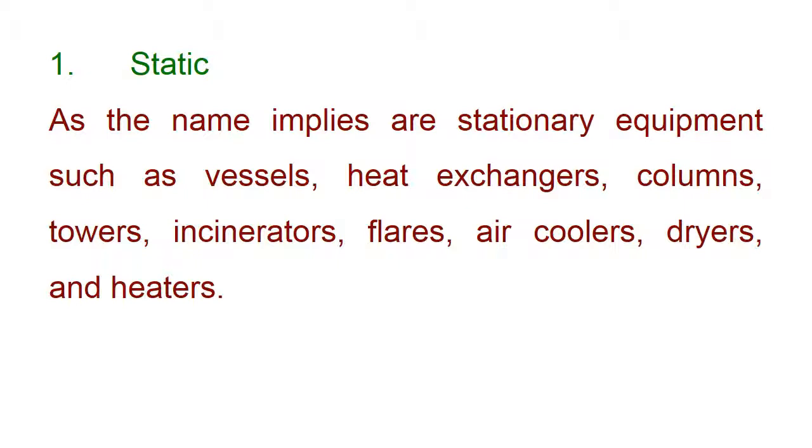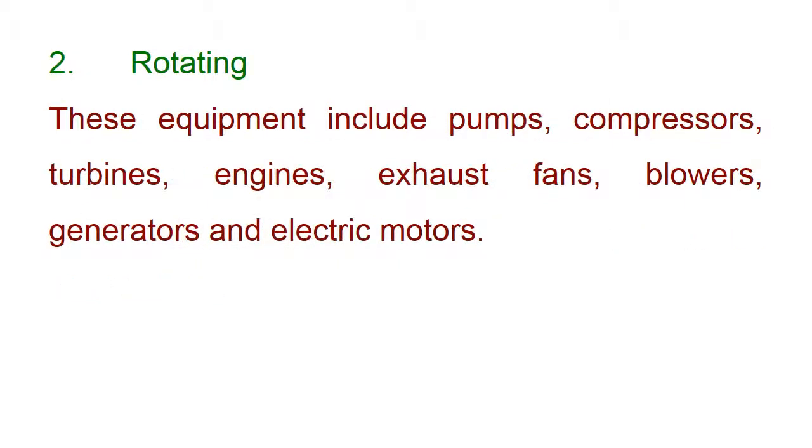One, static, as the name implies, are stationary equipment such as vessels, heat exchangers, columns, towers, incinerators, flares, air coolers, dryers, and heaters. Two, rotating. These equipment include pumps, compressors, turbines, engines, exhaust fans, blowers, generators, and electric motors.